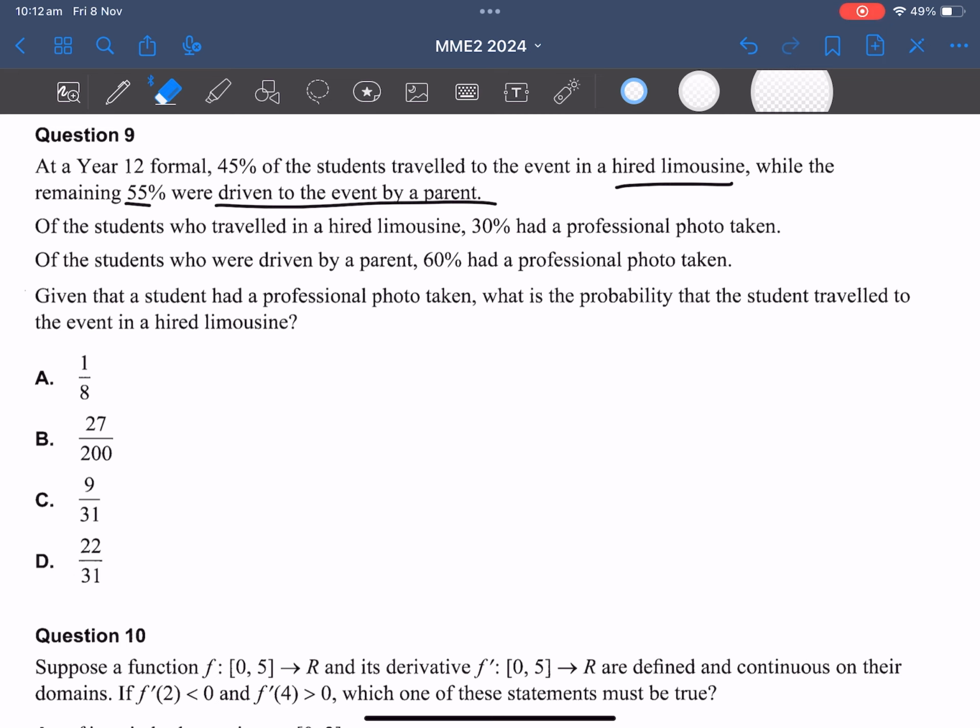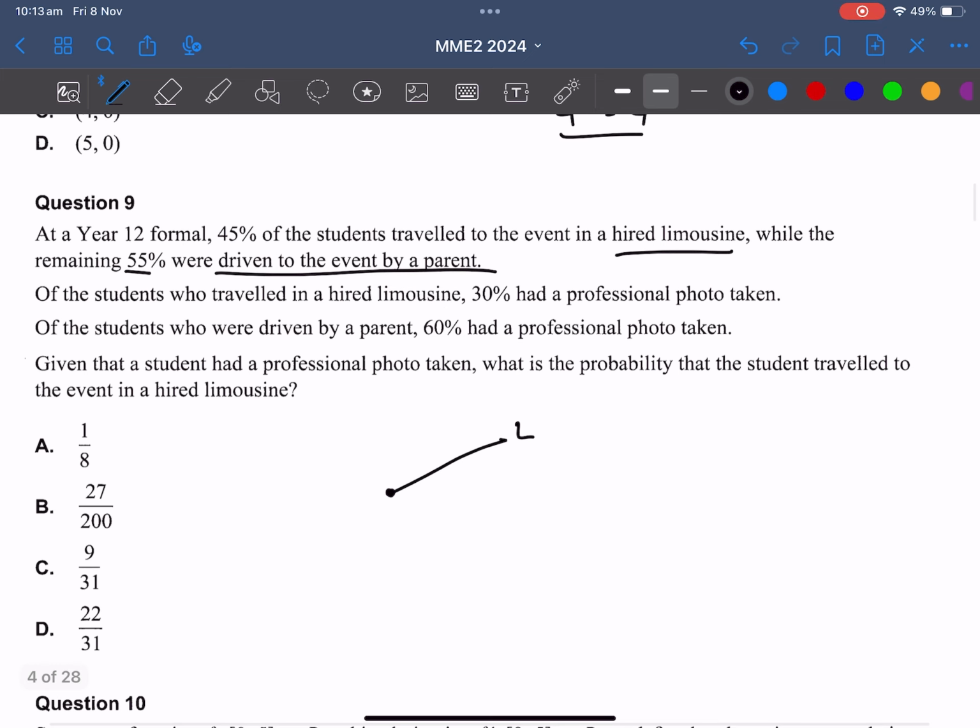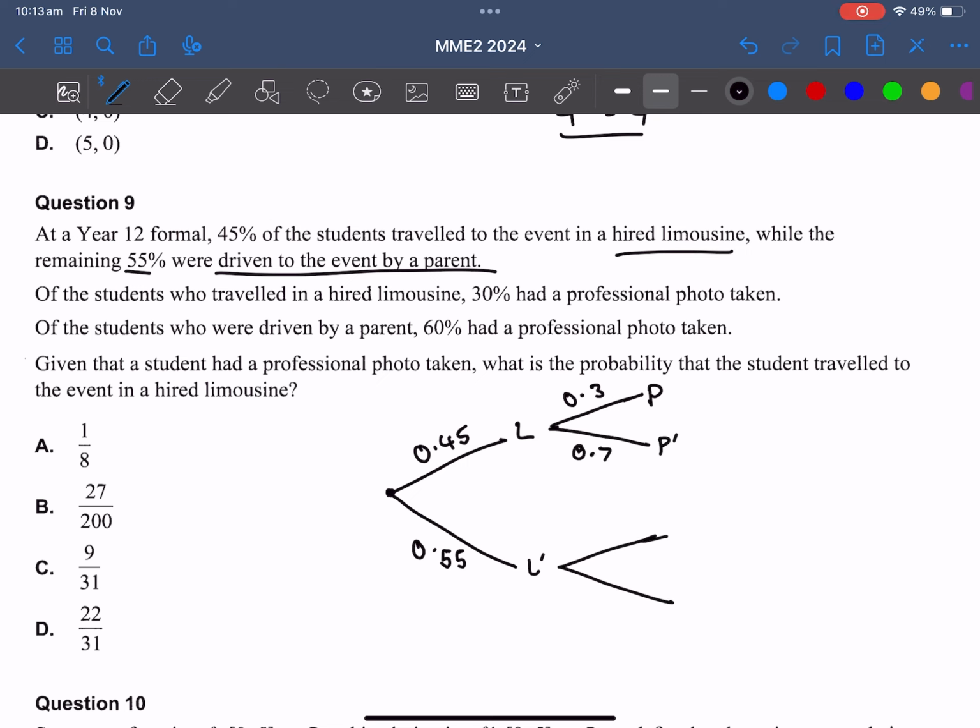Okay, I think the best approach to this, from my perspective, would be to draw a tree diagram. So we have our L, which is the probability that they came in a limousine, and that is 45%, so 0.45. And this is didn't come in limousine, so 0.55. Now we come to the photo, so I'm going to say photo taken as P. So of the students who traveled in limousine, 30% had a professional photo taken, so 0.3, and the rest didn't, so 0.7. And the students who didn't come by limousine, 60% had their photo taken and 40% didn't.